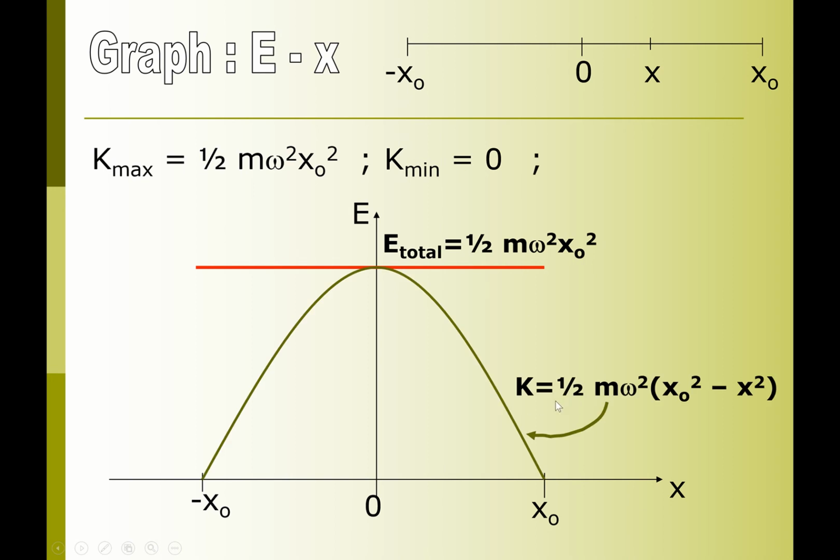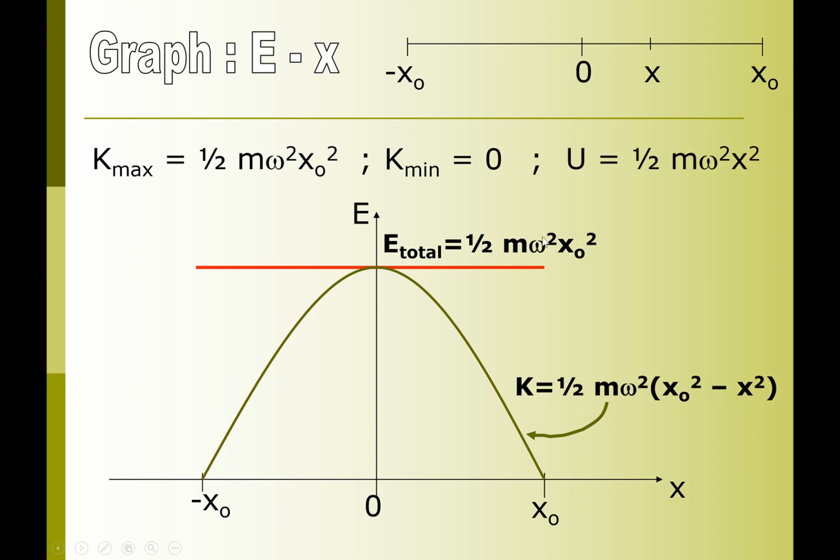So the kinetic energy we got just now is half m omega squared, in bracket, x naught squared minus x squared. It's a quadratic form. The expression is a quadratic, so the shape of the graph is a parabolic curve, and because it is negative, it is a curve like a hill shape here. The coefficient of x squared is negative.